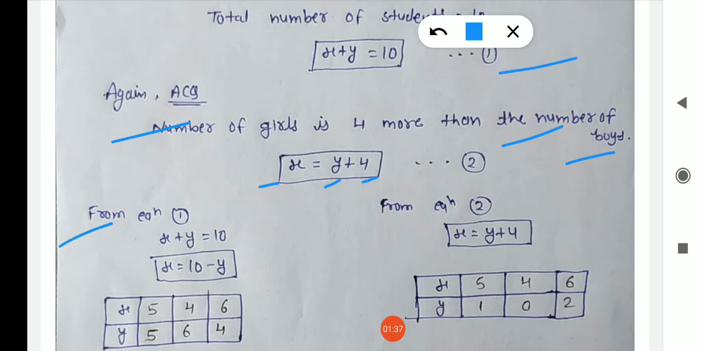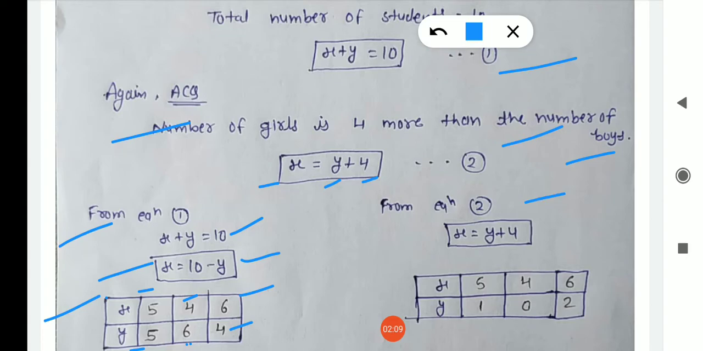Now for the first equation, x plus y equals 10, we get the value of x as 10 minus y. Now we arrange for the graphical method. We find the following table. We put values of y, so we get values of x. First we put y equal 5, so 10 minus 5, we get x equal 5. Now we put y equal 6, so 10 minus 6, x equal 4. Now we put y equal 4, so we get x equal 6.